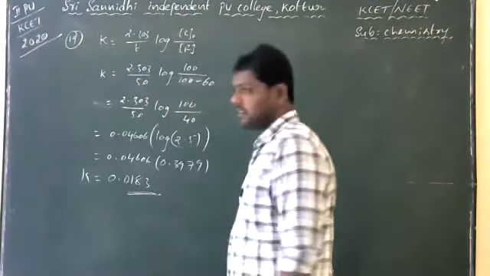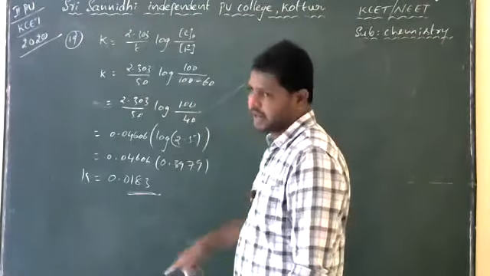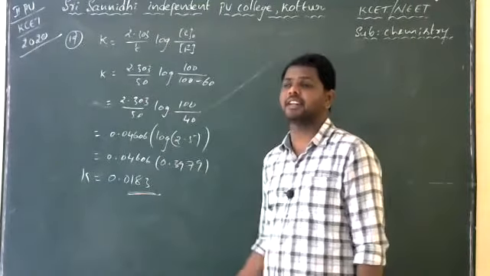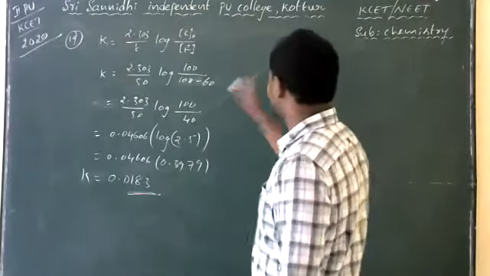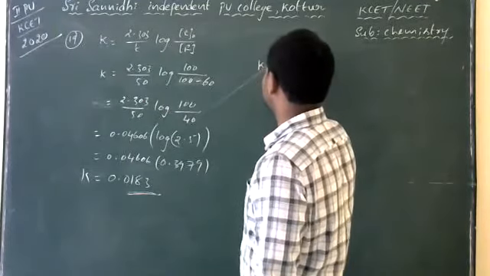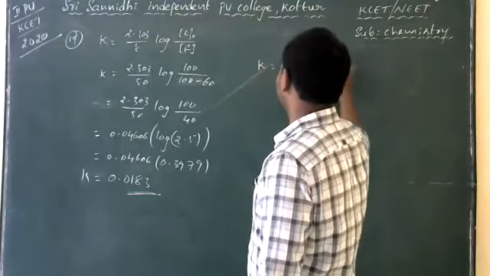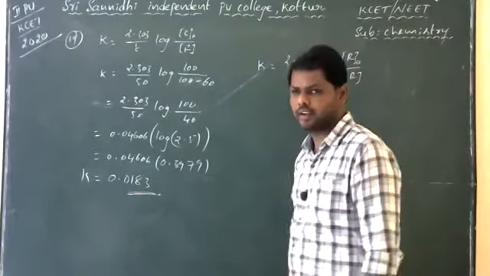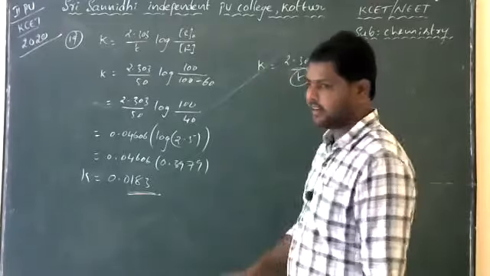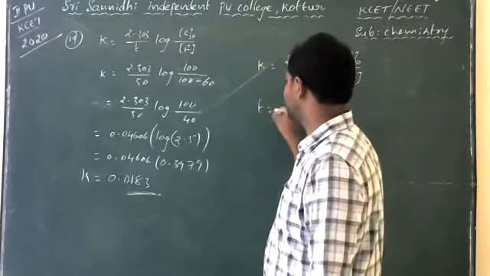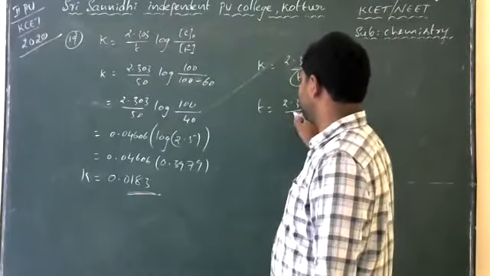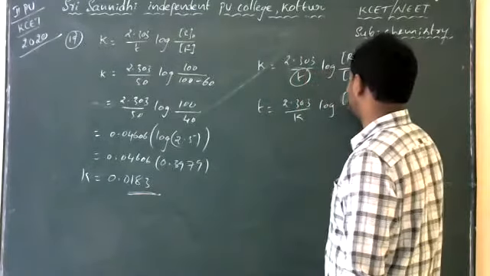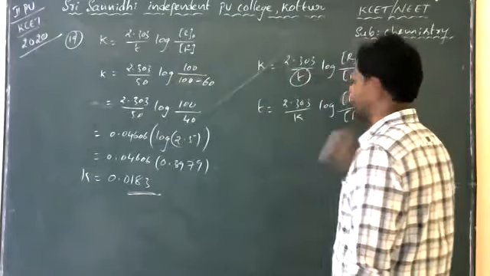But you asked how much time is required to complete 93.6% of the same reaction. That means again you have to take the formula K is equal to 2.303 by t, log of concentration of R naught divided by concentration of R. Time is required here, and we got the K value. So t is equal to 2.303 by K, log of concentration of R naught, which is 100, divided by concentration of R.